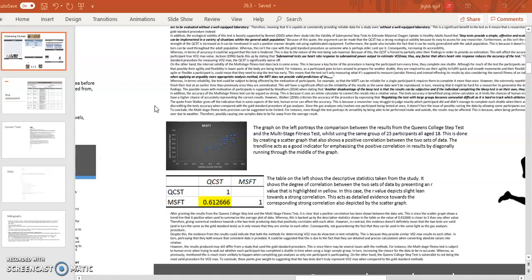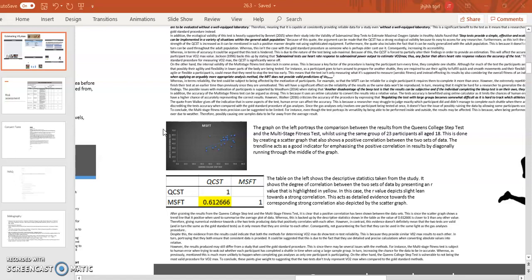So the graph on the left portrays the comparison between the results from the Queen's College Step Test and the multi-stage fitness test, whilst using the same group of 23 participants, all aged 18. This is done by creating a scatter graph that also shows a positive correlation between the two sets of data. The trend line acts as a good indicator for emphasizing the positive correlation in results by diagonally running through the middle of the graph. The next table on the left shows the descriptive statistics taken from the study.